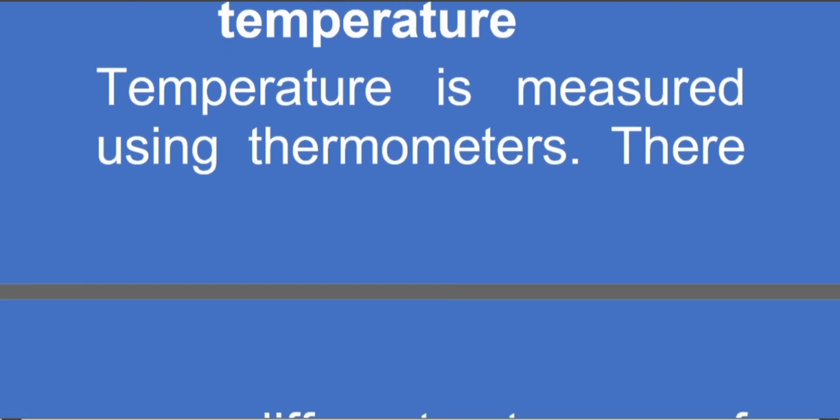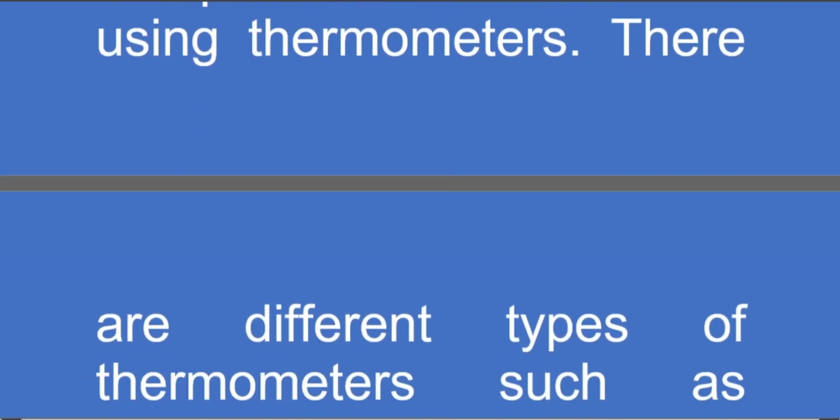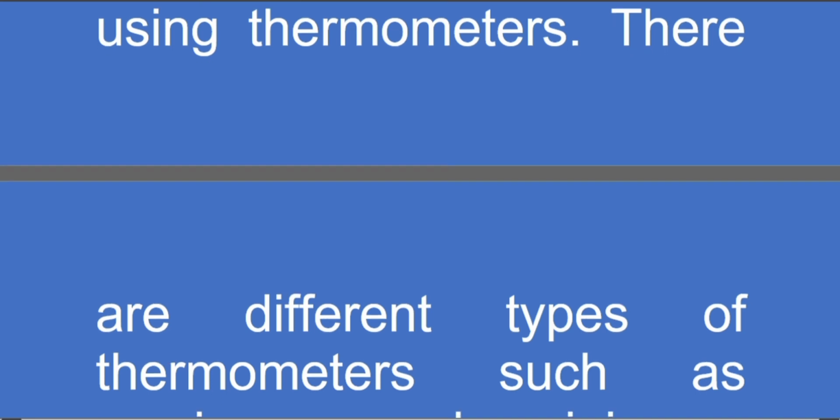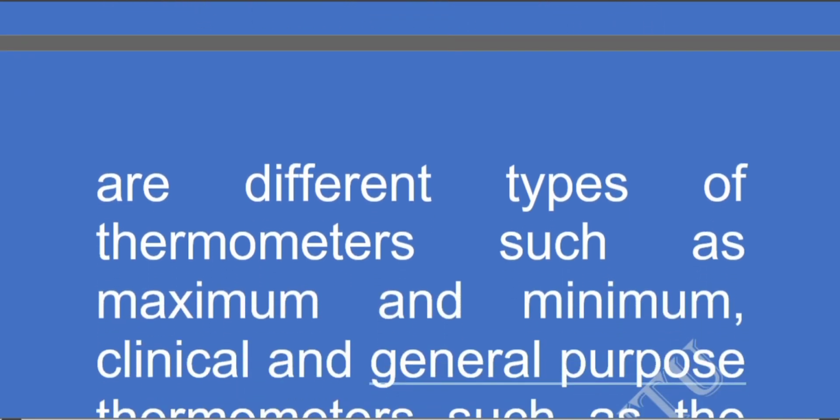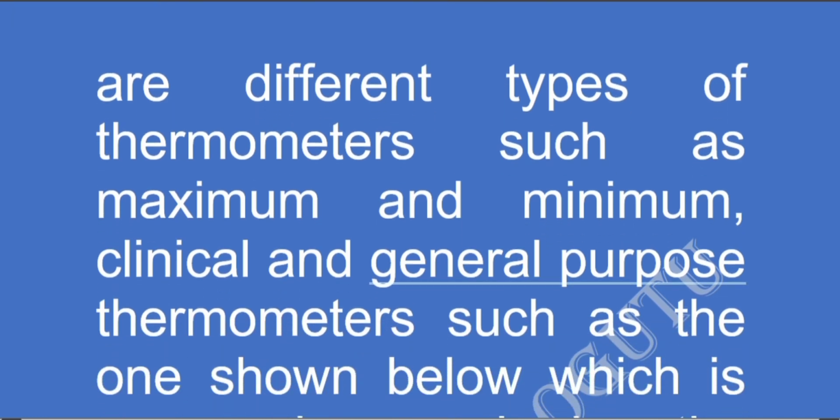Remember that there are different types of thermometers, such as maximum and minimum, clinical, and general purpose thermometers. You have the one used for general purpose. Then you have the maximum and minimum clinical thermometer. For example, the clinical thermometer has a maximum of 40 degrees Celsius.